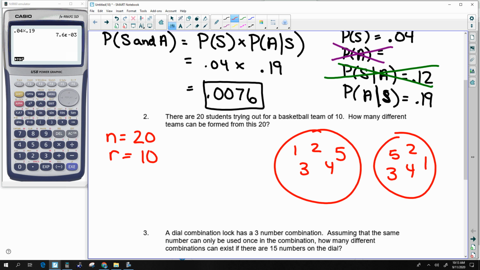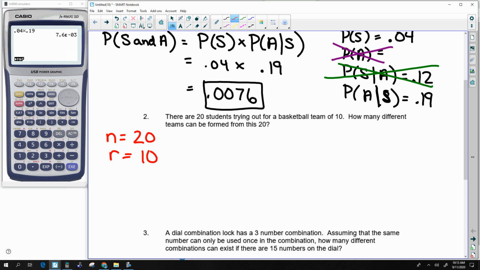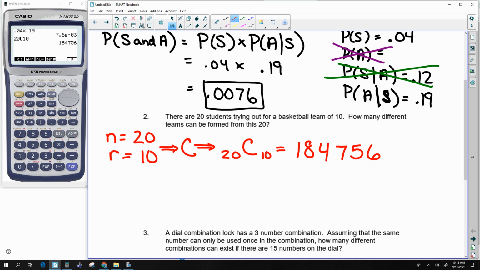It's the same team. The order in which I select these people doesn't matter. Making this a combination, a committee, the order doesn't matter. And so this would be N C R. So how many different basketball teams could I make? A bunch. 184,756 different teams I can make.